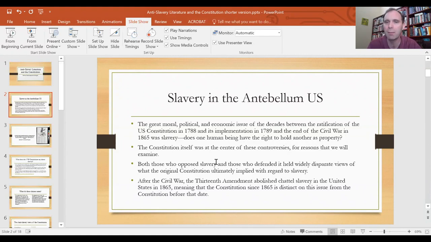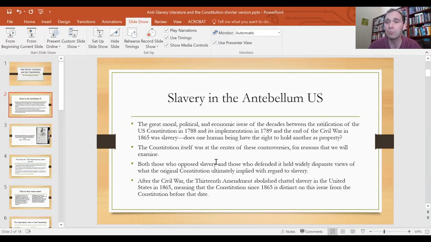The question that had to be resolved was, does one human being have the right to hold another as property? That question was the great moral question of the first half of the 19th century, and the Constitution was at the center of these controversies. Both those who opposed slavery and those who supported it claimed the Constitution as supporting their side.